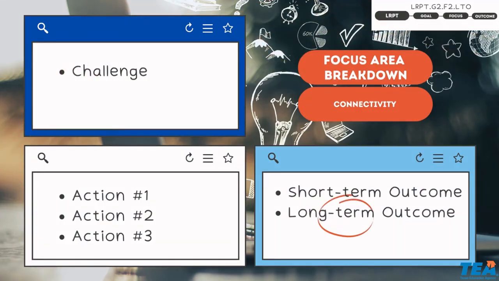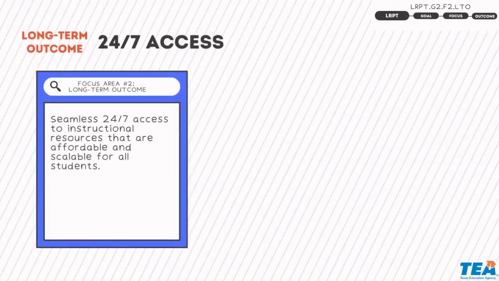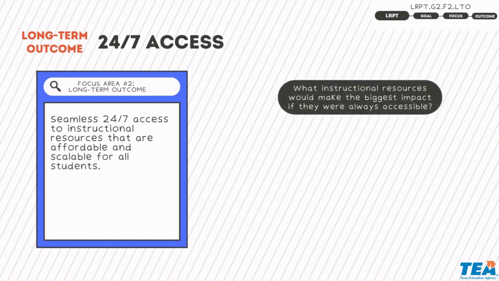Lastly, let's review the long-term outcome. The long-term outcome of this goal is seamless 24/7 access to instructional resources that are affordable and scalable for all students. Thinking of 24/7 seamless access, what instructional resources would make the biggest impact to your students and teachers if they were always accessible?